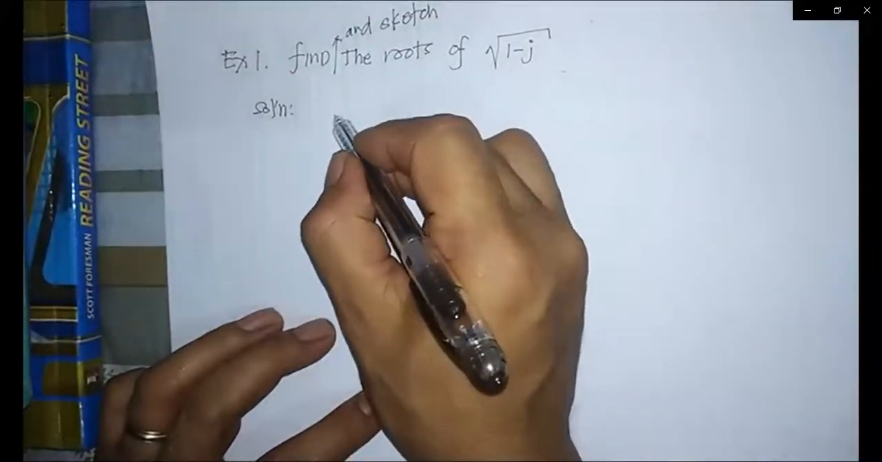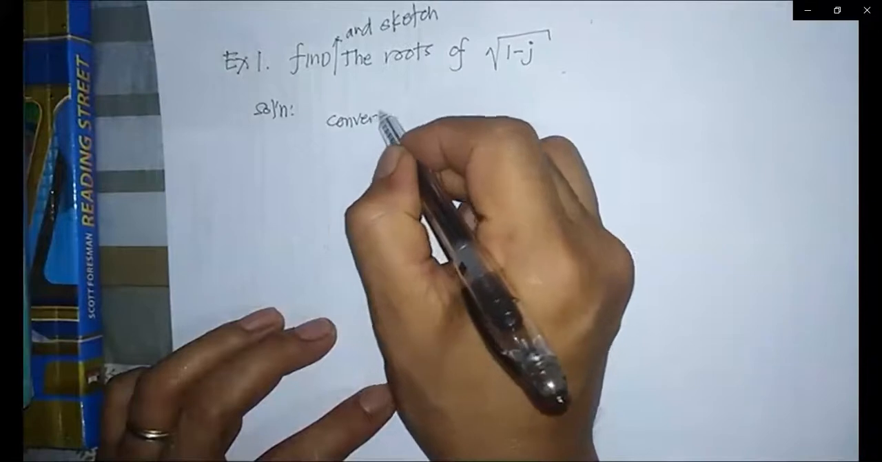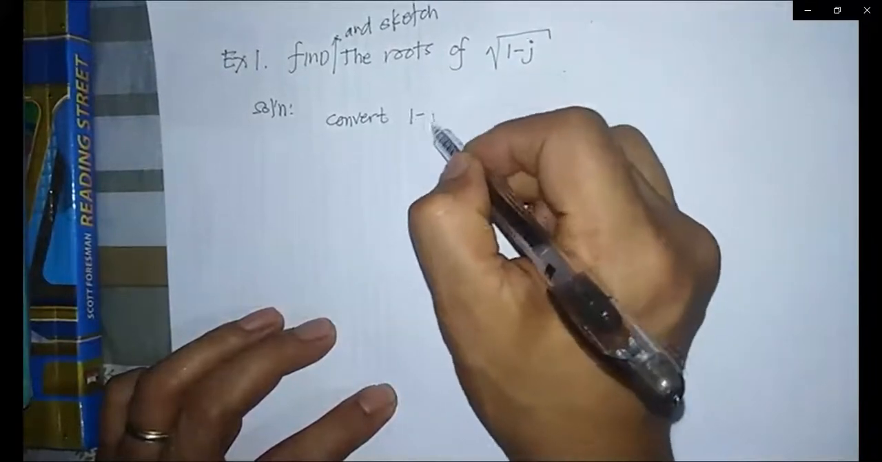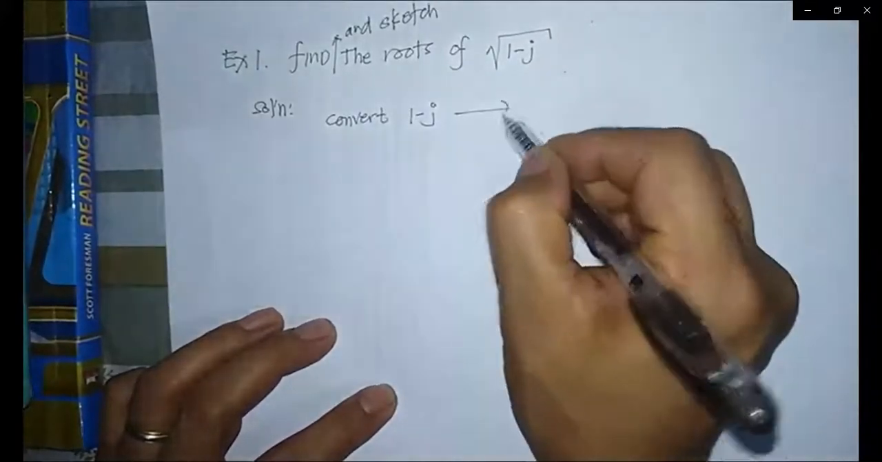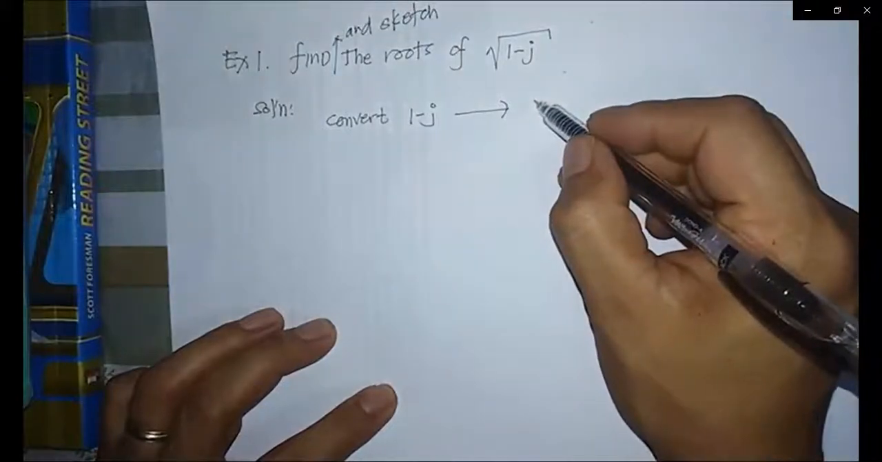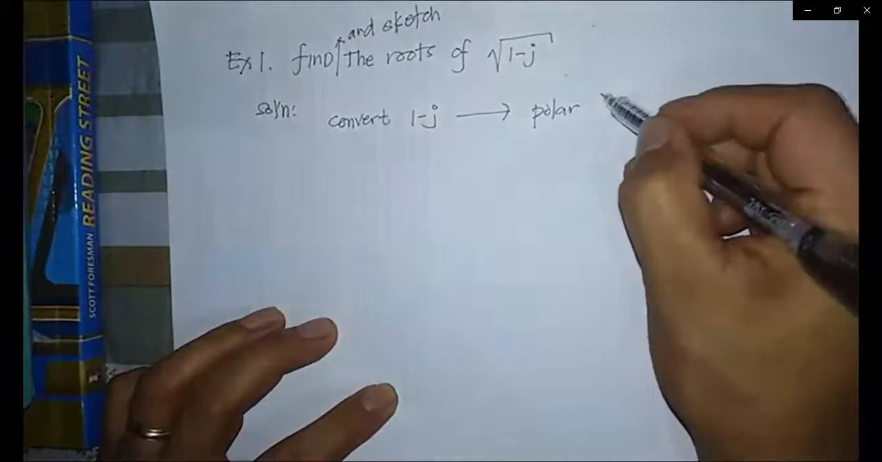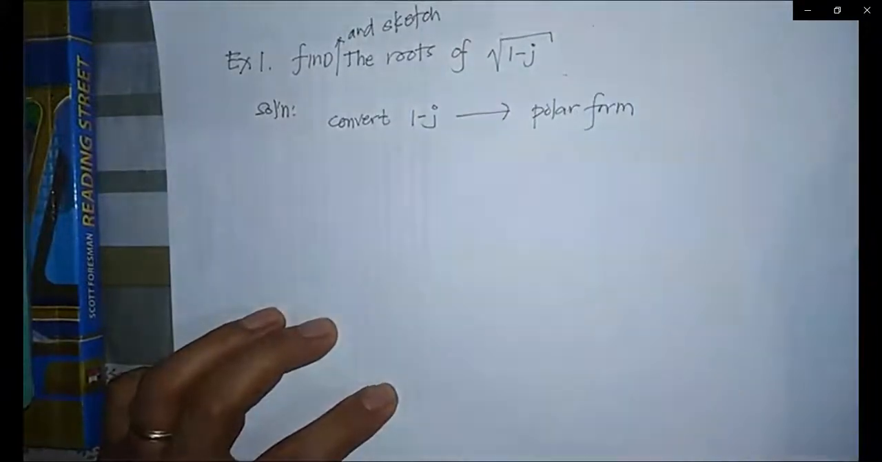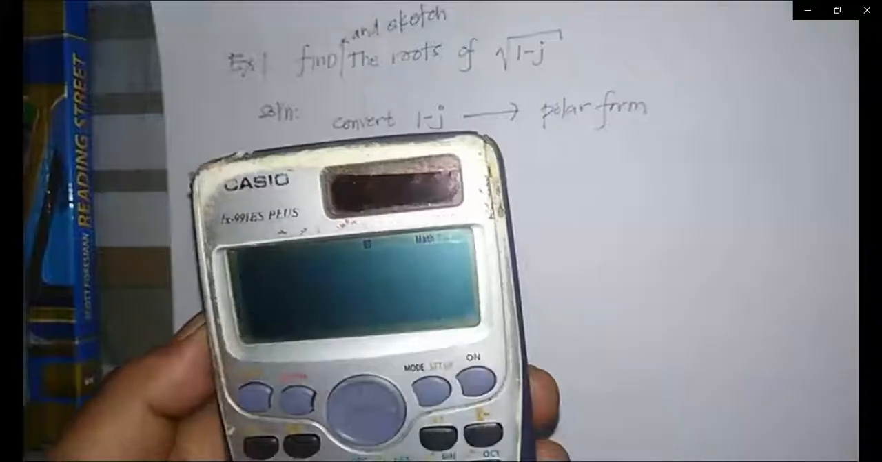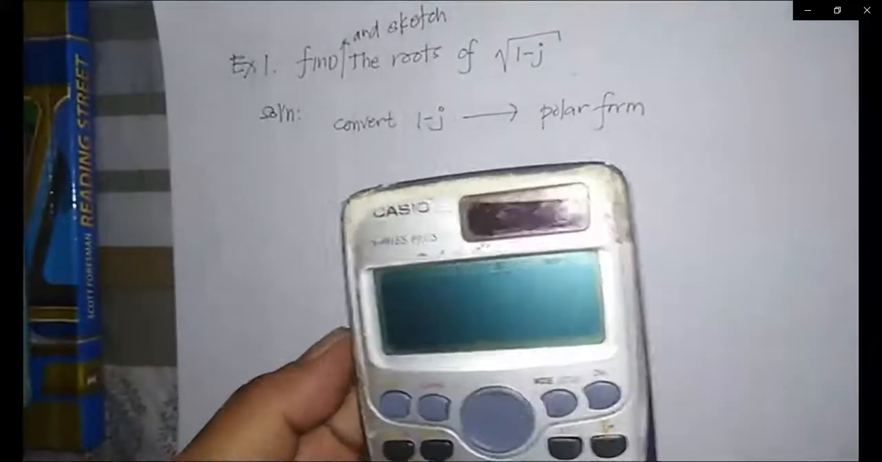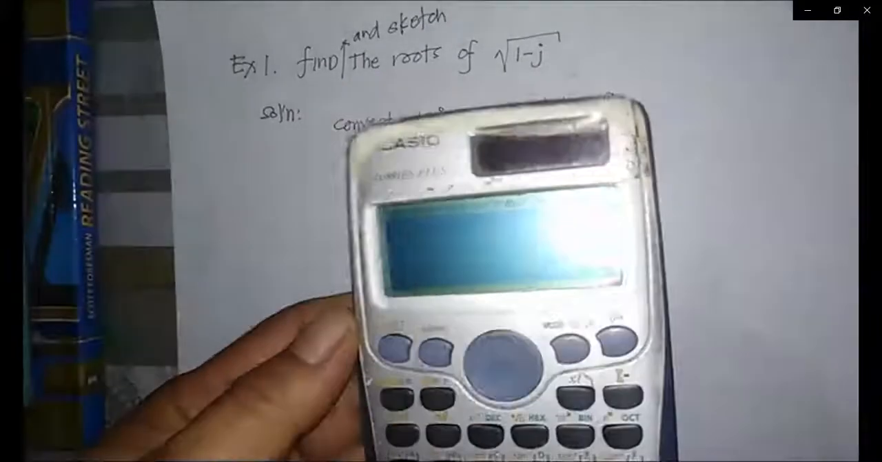Okay, find and sketch the roots of the square root of 1 minus j. So what are you going to do first? You're going to convert 1 minus j to its equivalent in polar form. So in polar form, you have r and the angle theta. So take out your calculator.